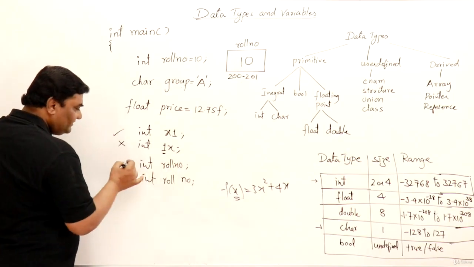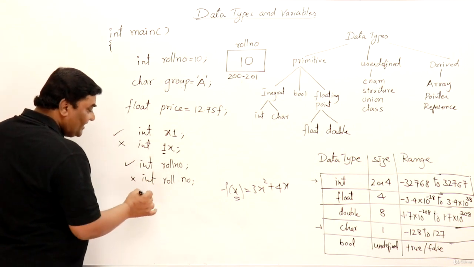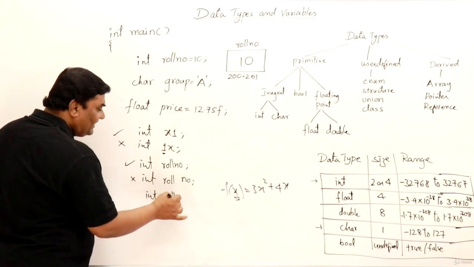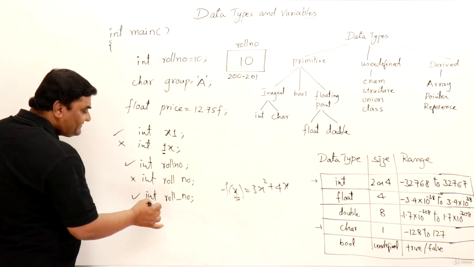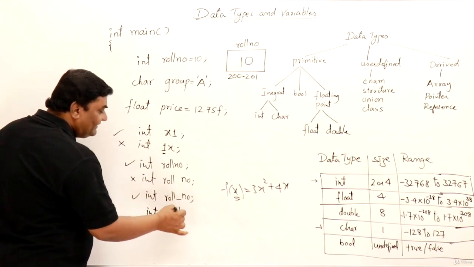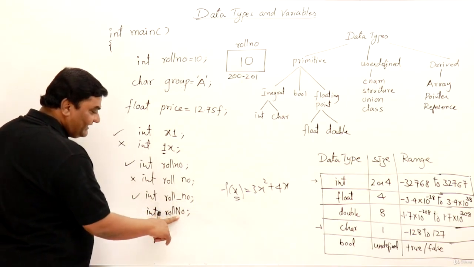This is not allowed. This is allowed. This is not allowed. There should not be any space in between a variable name. If at all you want to separate them as two words, then you can use an underscore, roll_number. This is allowed. And sometimes it's better, this is followed in Java: we can write roll number as ROLL in small and number N, the second word starting with a capital letter.